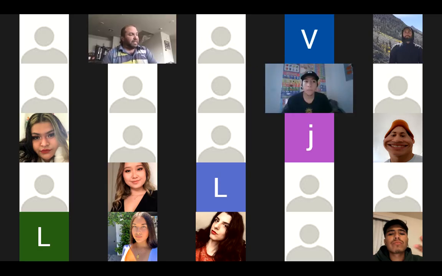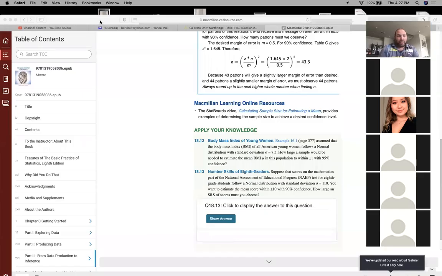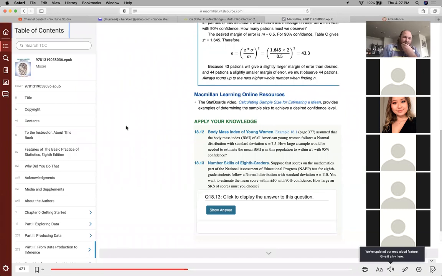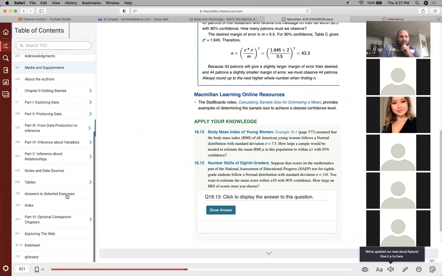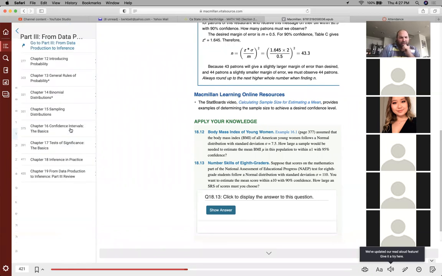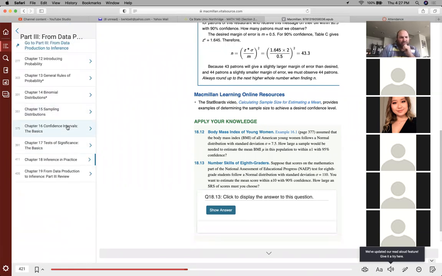We are now in the 18th lecture, at the end of week 9, which means we're 60% of the way done with the semester. We were working on confidence intervals and hypothesis testing. We did the basics of confidence intervals, the basics of hypothesis testing, and chapter 18 on inferences, all stuff that's going to be on the exam.